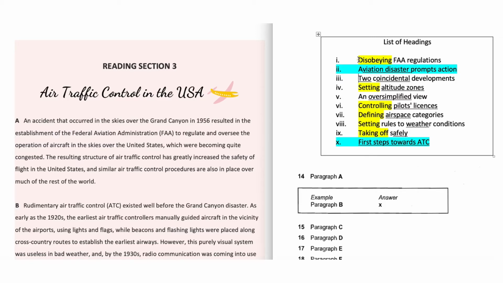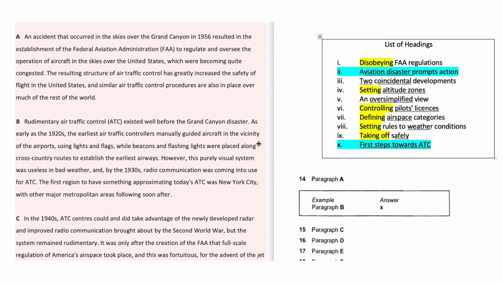But if you always read all the options, you will become familiar with them. Before we move on to paragraph C, let's just look at why paragraph B matches heading number 10, which says first steps towards ATC. Now, if I say first steps towards, that means that I'm going to talk about the past and I'm going to talk about a progression in time.